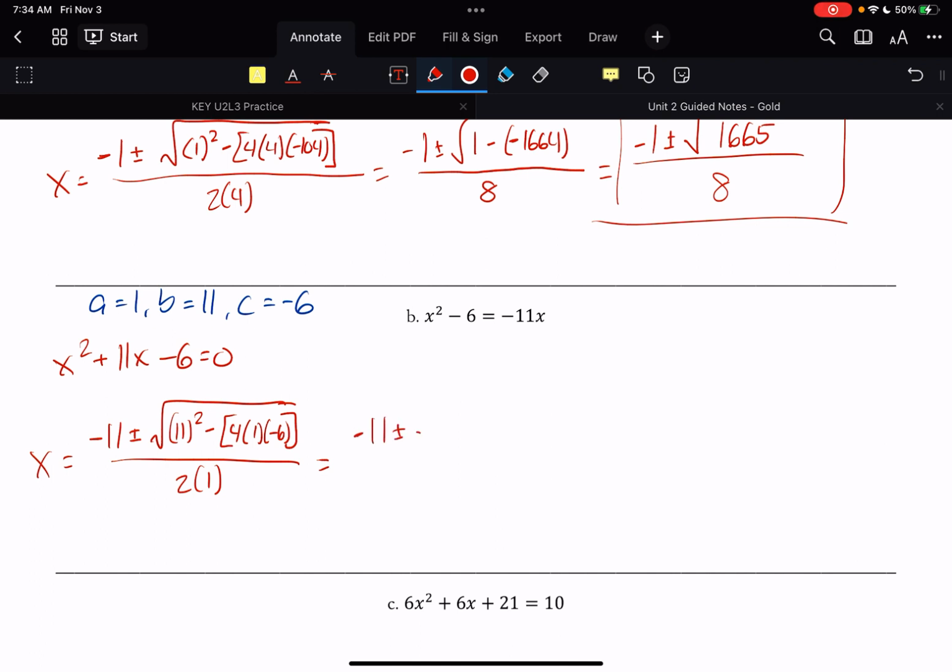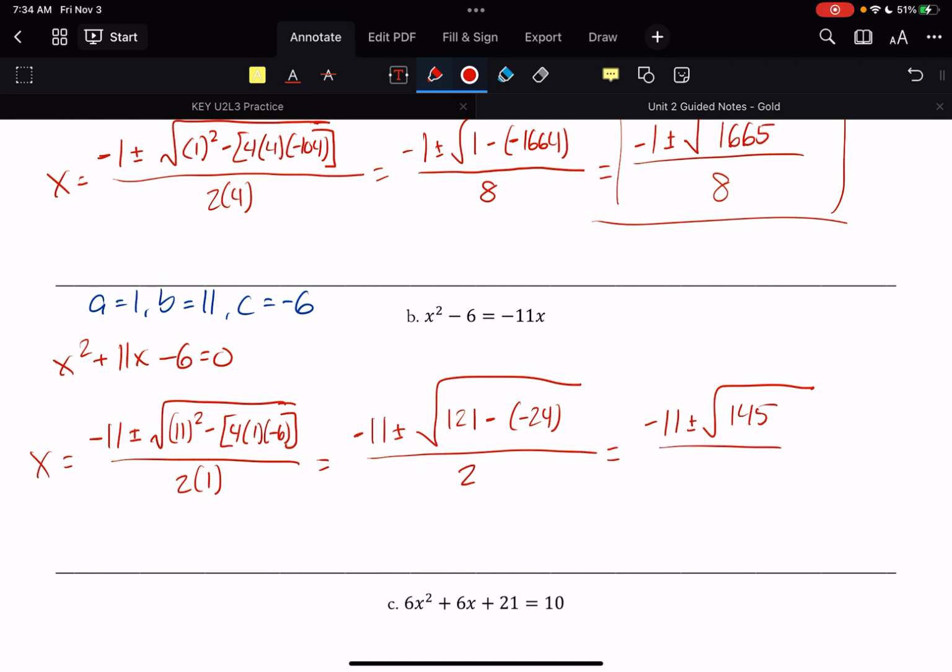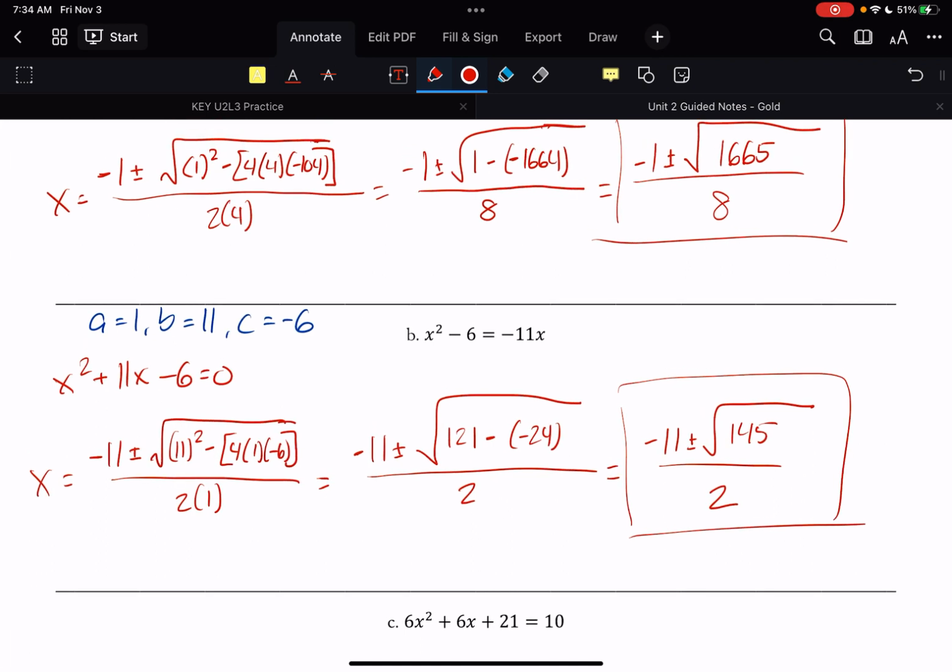Negative 11 plus or minus the square root of 11 squared is 121, minus 4 times 1 times negative 6 is negative 24, all divided by 2 times 1, 2. So this leaves me negative 11 plus or minus the square root of 121 minus negative 24, it's like adding 24, so 145, all divided by 2. And those are my 2 solutions to that quadratic equation.